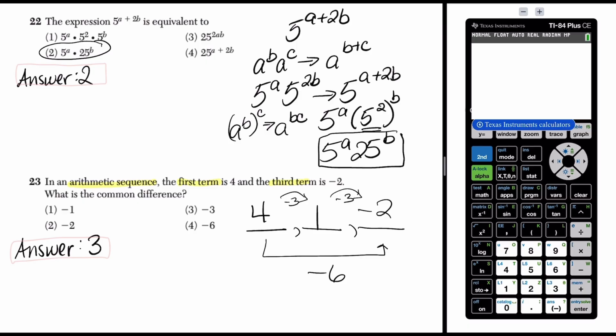Okay, so that's all I did. I know that the difference between my first and third term is negative 6. I split it, so I have minus 3 and minus 3. And then 4 minus 3, I got 1. And then 1 minus 3, I get negative 2. So that is our common difference. Hit pause and jot this down into your notes.